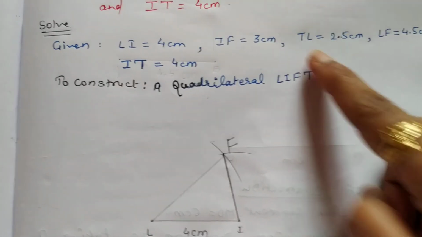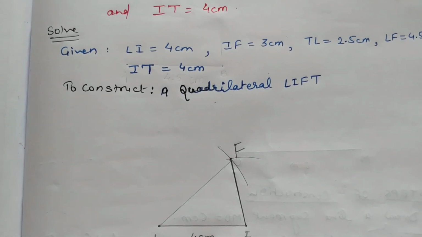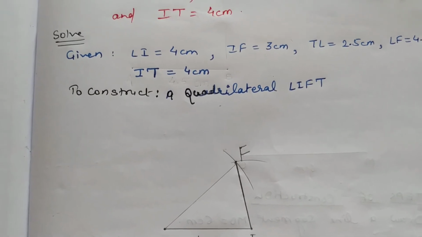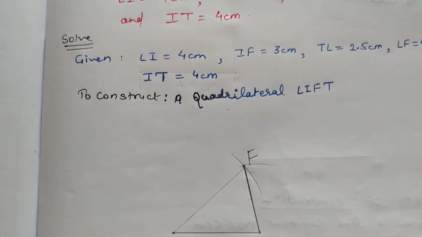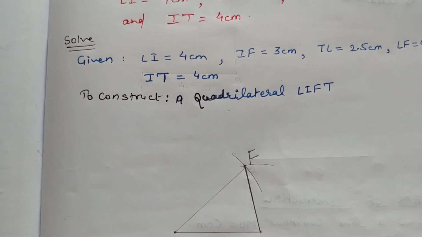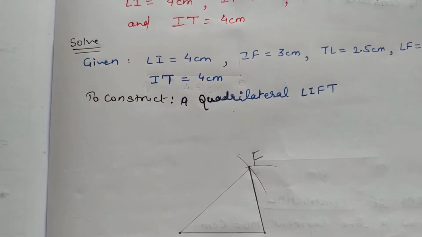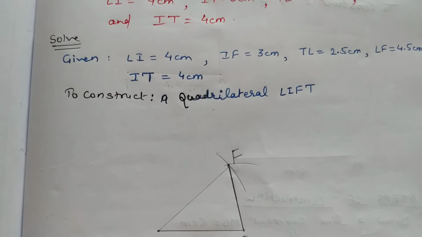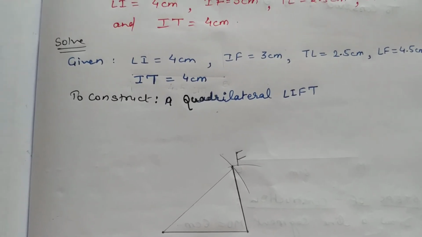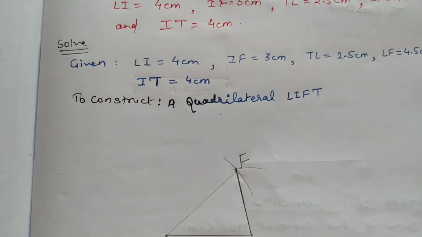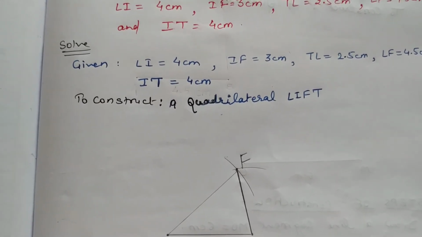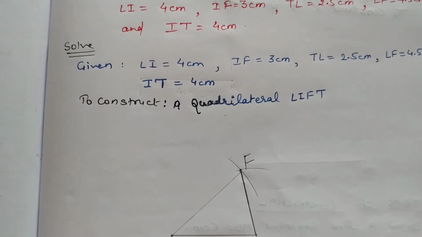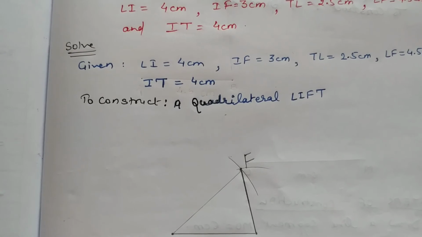Now TL and IT are remaining. TL is equal to 2.5 cm and IT is equal to 4 cm. In both, T is unknown. So from L, draw an arc of radius 2.5 cm taking L as the center, and draw an arc of radius 4 cm taking I as the center.